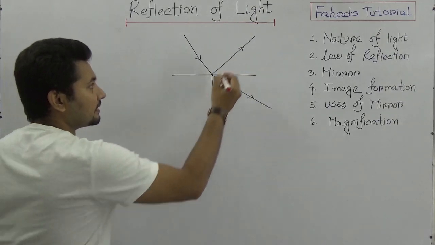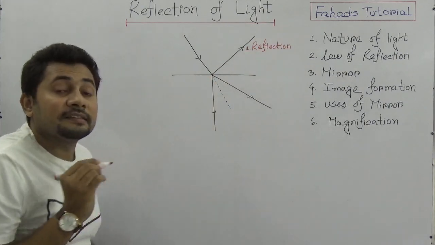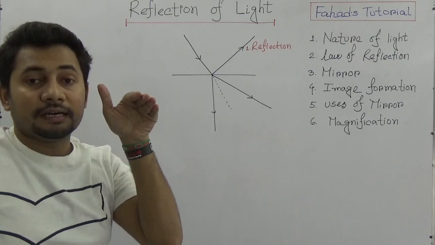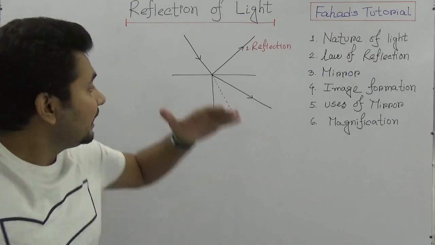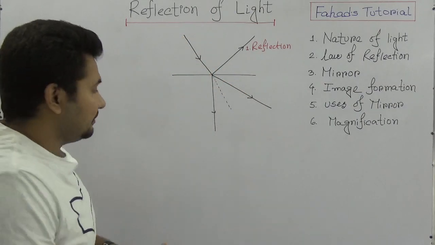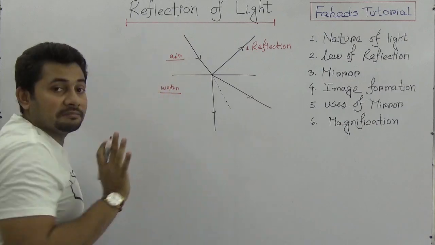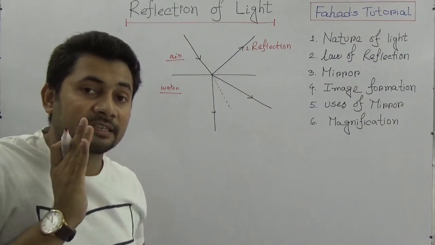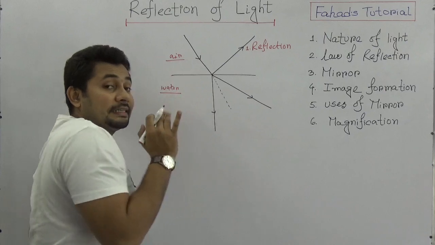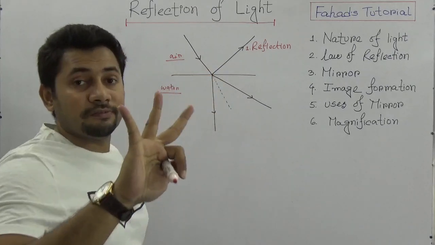The first thing that happens is reflection, and this is the main focus of this chapter. When light travels from a homogeneous medium and falls on the surface of another medium, say this is air and this is water, there are two different media. Both are transparent, light can travel in both ways, and this is the surface between the water and the air. What can happen if light is traveling and falls on the water? Three phenomena will take place.